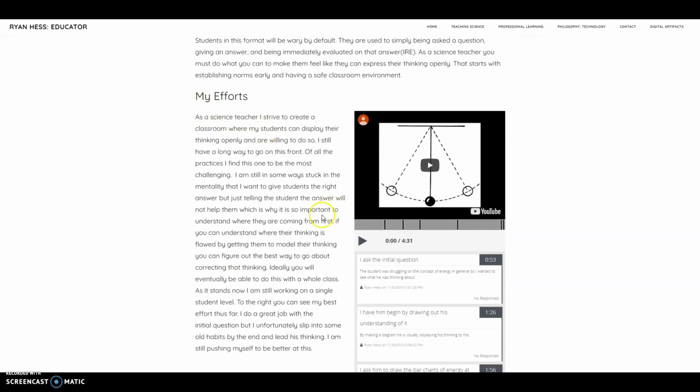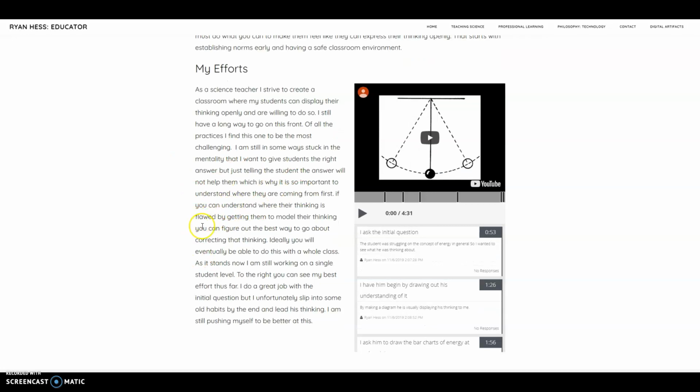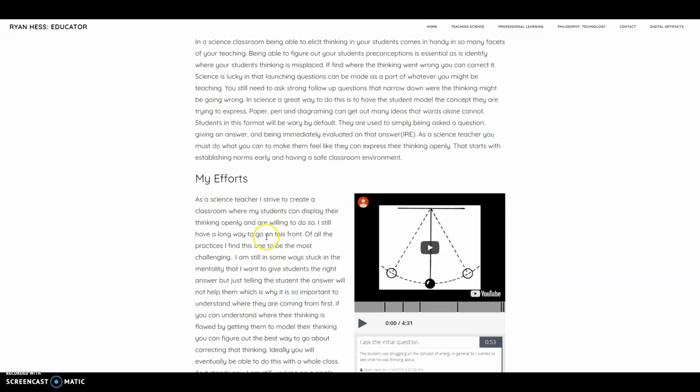Now, as a science teacher, I want to create a classroom where students can openly show their thinking to me. As I pointed out earlier, I believe this is one of the hardest practices that we had to do. Eventually you should be able to elicit an entire class's thinking, but I had trouble even here, which is doing it with a single student. I am going to really work on this one moving forward.